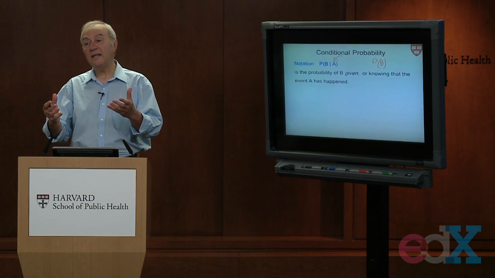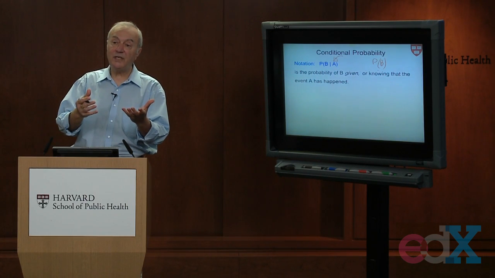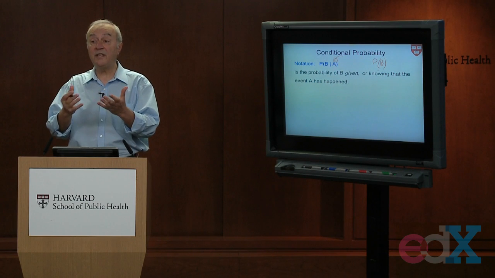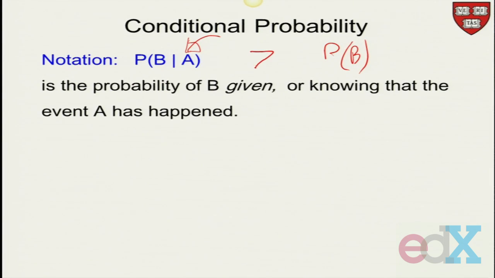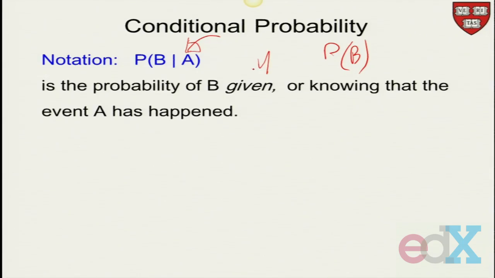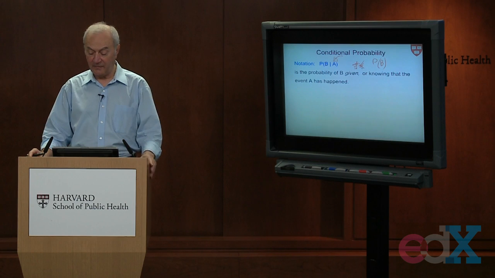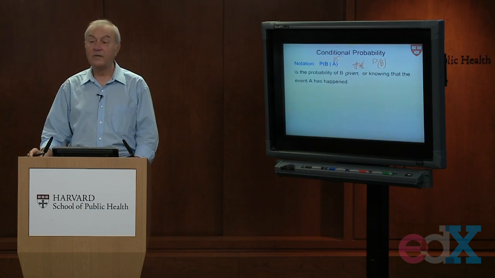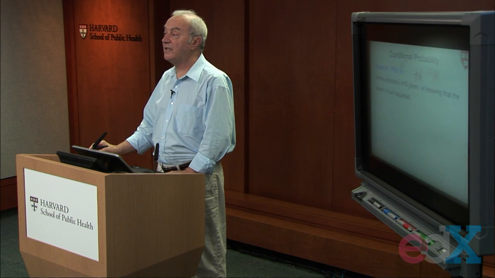If A is sort of simpatico to B, then P of B given A should be bigger than P of B. If, on the other hand, it's antithetical or antipatico, then it should go the other way. So the question is, how is the probability of B given A changed to incorporate this information that we have now detected that A has happened?